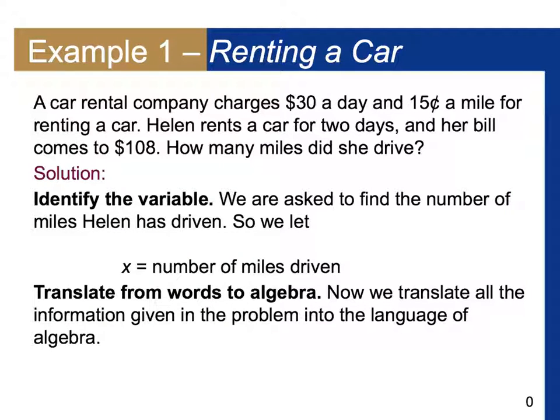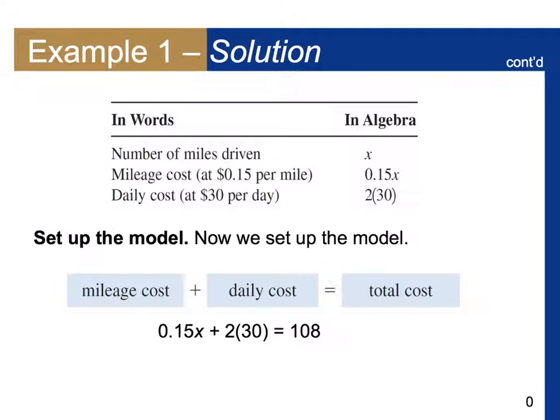So the first example we'll look at is you're renting a car, and the car rental company charges $30 a day and 15 cents a mile. Helen wants to rent her car for 2 days, and her bill comes to $108. We want to know how many miles did she drive. So let's identify x as the number of miles driven. That's our unknown, and we're going to translate this from words into algebra.